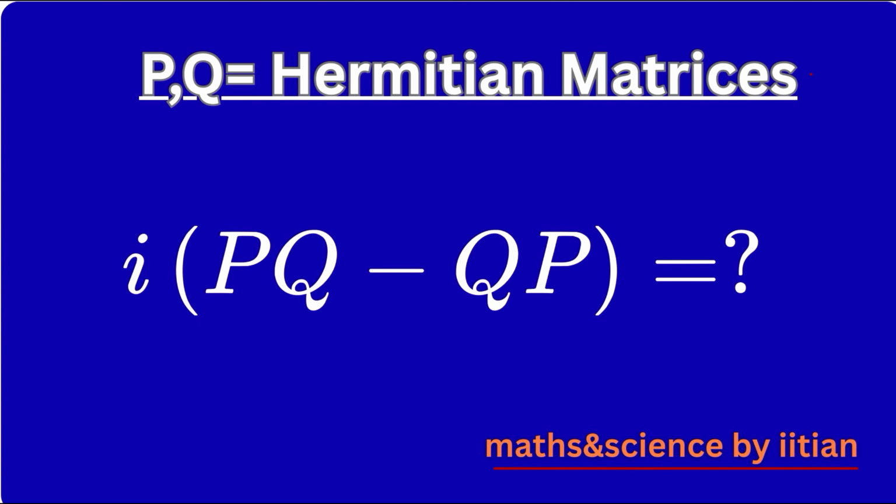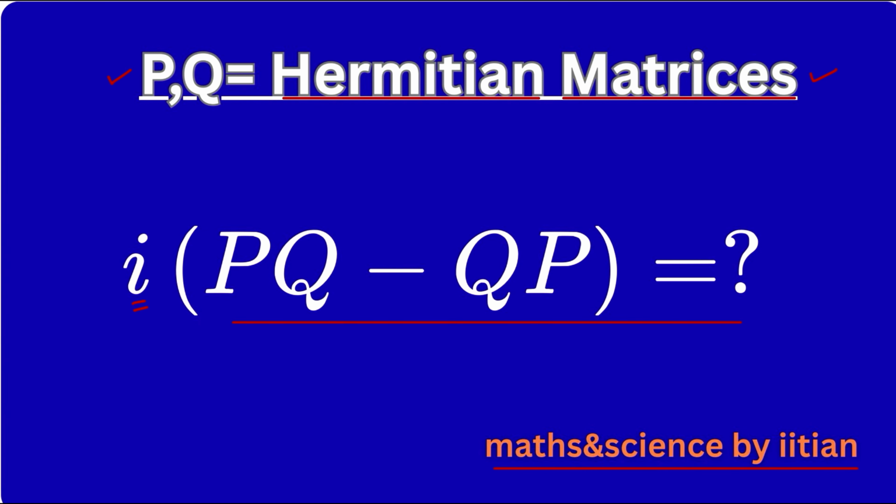In this lecture, I will be taking up a very good advanced level matrices property. That's about Hermitian matrices we will discuss. We have already discussed the Hermitian matrices in the previous lectures. By using Hermitian matrices, how can we derive certain products and certain properties of the Hermitian matrices to prove that i into (PQ minus QP) is equal to how much? This is what we are going to find out.